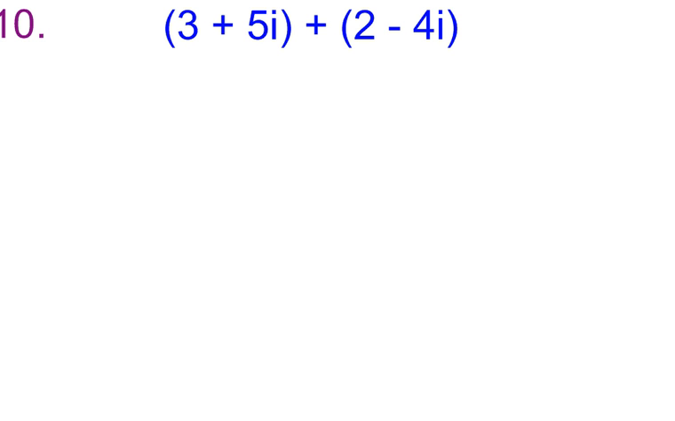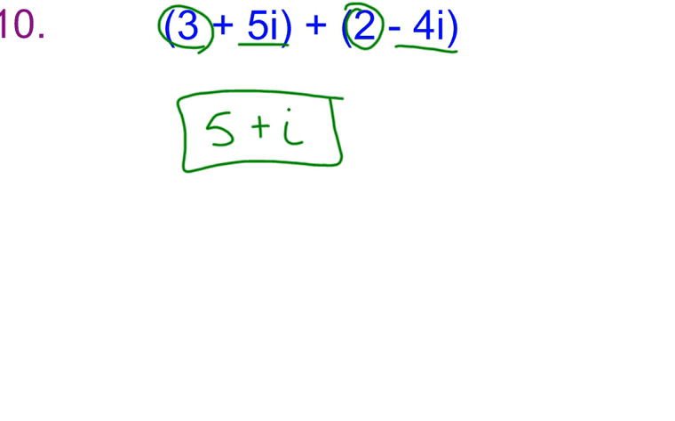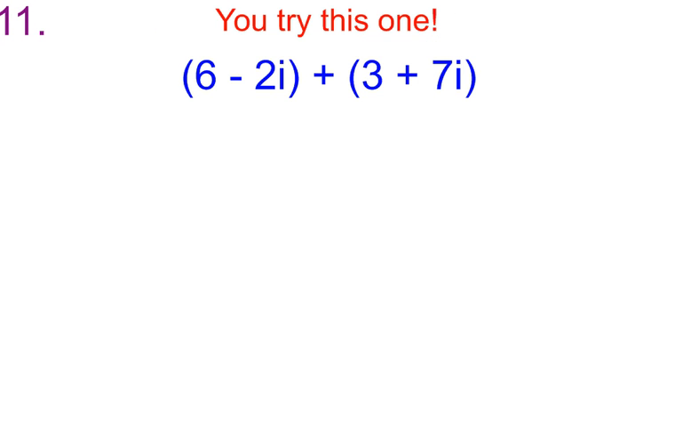So when I'm looking at this, I'm going to be able to add the 3 and the 2 and get 5. The positive 5i and the negative 4i and get 1i. So my answer would be 5 plus i. It's nothing different than if they were variables. We treat the i as a variable unless it's i squared. Then we substitute negative 1. And so it should be really quick and easy to go through and do these couple problems.